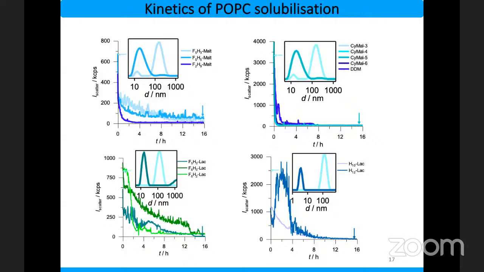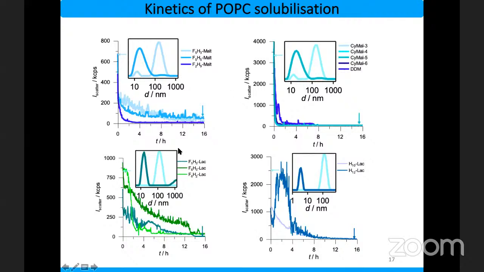Looking at this, we saw that the maltose-based and the Cymal gave the best result, because after almost four hours or 2 hours, the solubilization process had already finished. But for the lactose-based, it was kind of tricky. You needed almost 16 hours, and even sometimes at 16 hours, it had not completely solubilized the lipid vesicle.